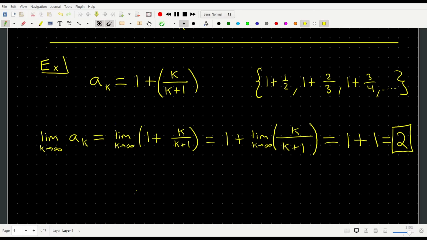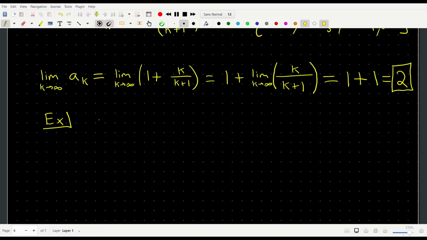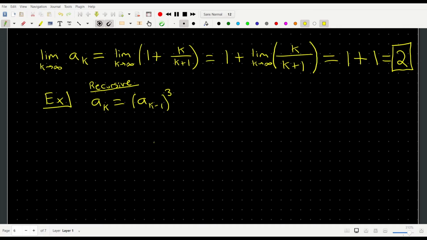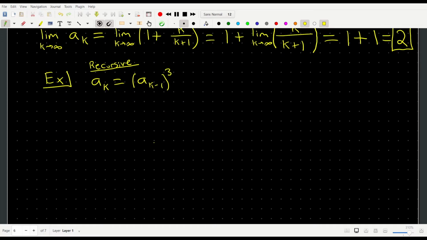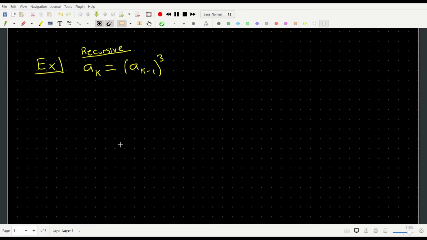So this is a good example of an explicitly defined sequence. I'll do one more, and I'll relate it to the previous example of a recursive sequence that I went over. The sequence a_k is equal to a_{k-1} cubed. Remember, this is the recursive form of this sequence. And this will show you how you can take a recursive form of a sequence and sometimes bring this into the explicit form for the sequence. And it just requires a little bit of investigation.